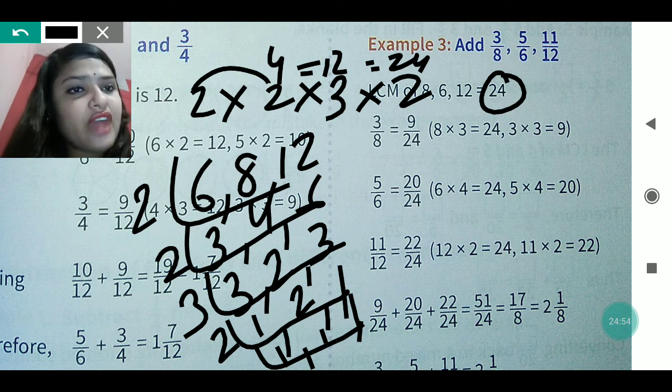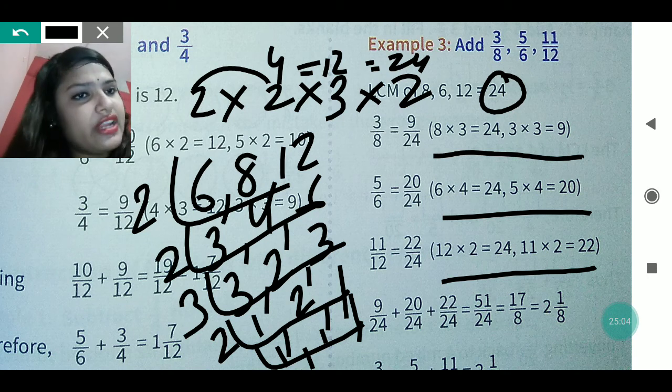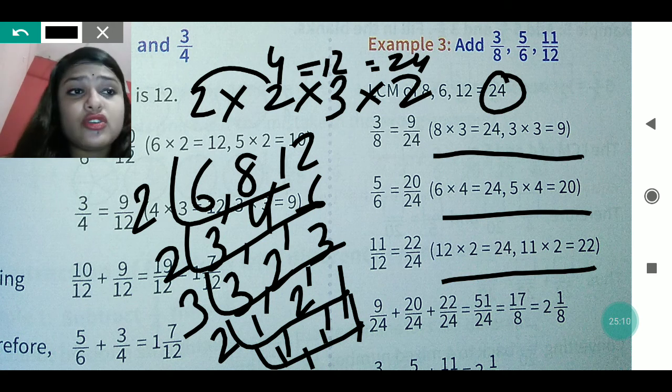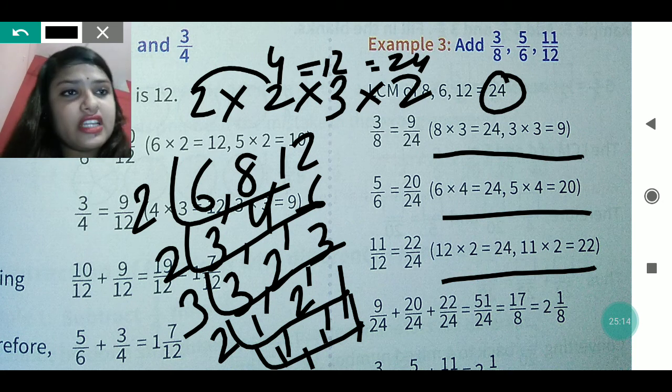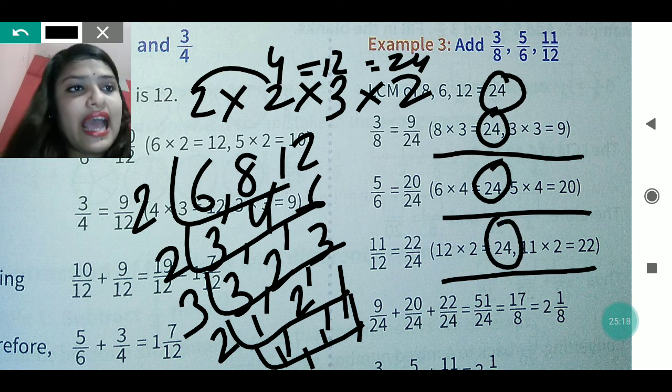So 3 by 8, 5 by 6 and 11 by 12. How will you make the common denominator? You can see I have multiplied here. 8 into 3 is 24, and 3 into 3 is 9. 6 into 4 is 24, 5 into 4 is 20. 12 into 2 is 24, 11 into 2 is 22. So everywhere I have calculated the denominator as 24, and the numerators are 9, 20 and 22.